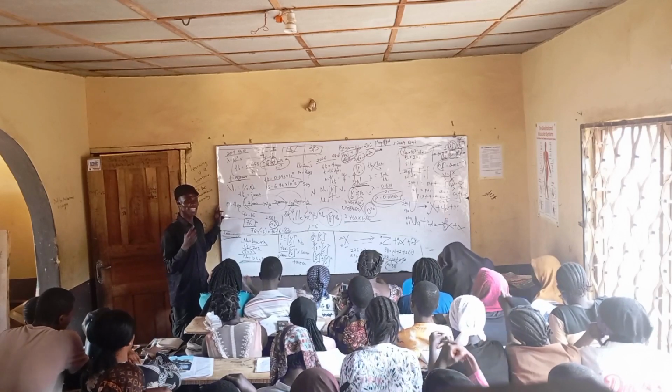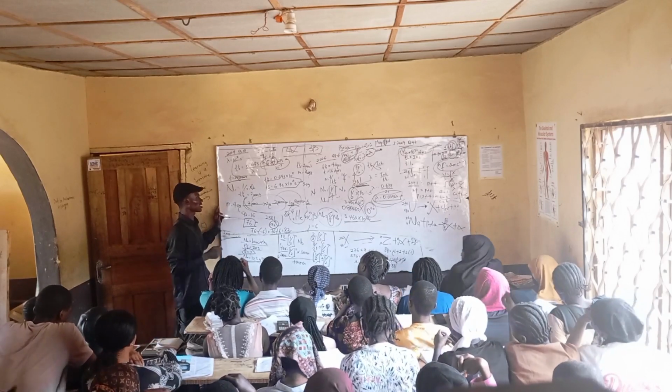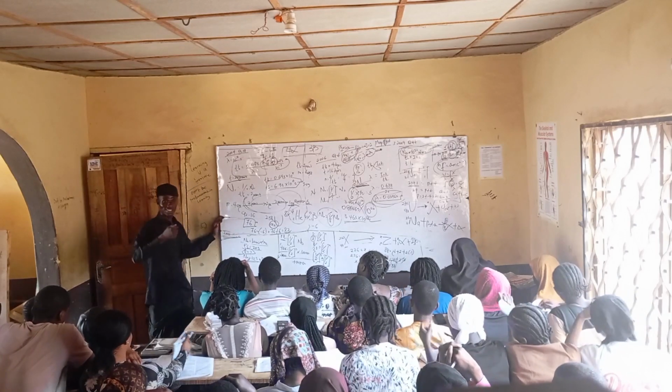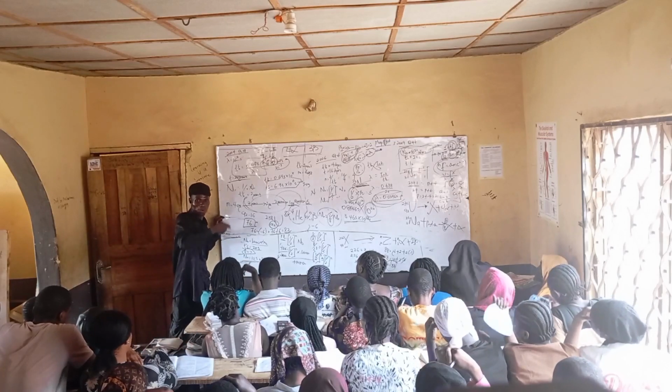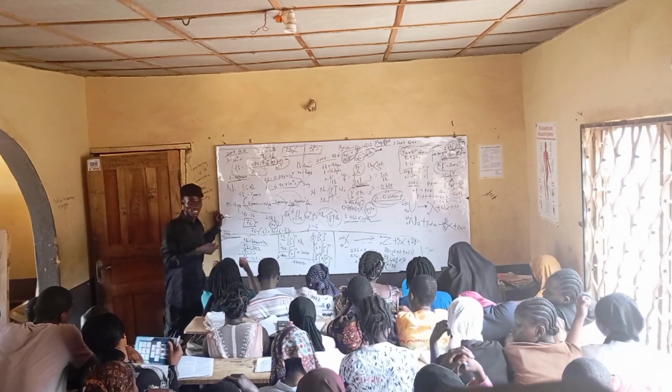And I say the particle of light is called what? Photon. The particle of light is called what? Photons. Yes. And I say when we now want to use light to eject electrons away from a metal surface, that's what we call photoelectric.